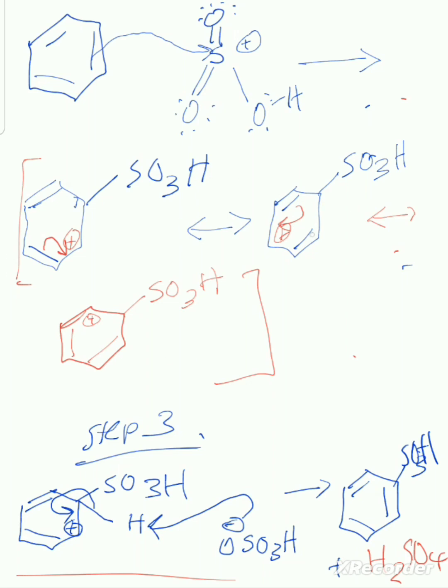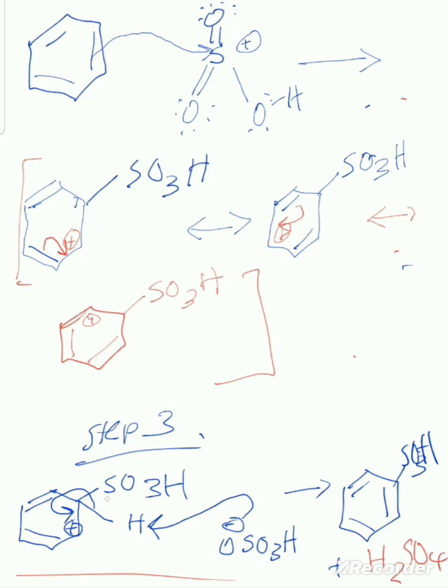Then we form arenium resonance by saying that for this charge to be stabilized, this bond will shift here and will be like this. Then also the charge will be here. So for this charge to be stabilized, this bond will shift here, and the charge will be on top next to the electrophile. Then we are good to go.